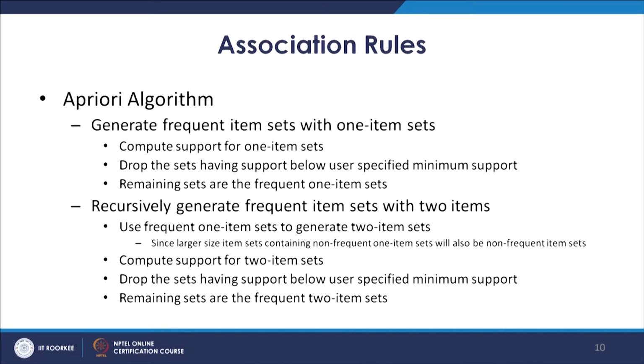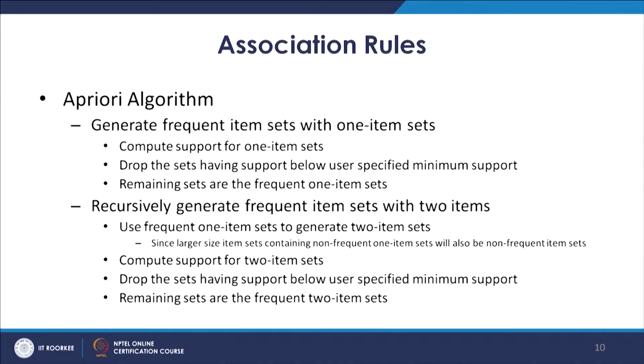The second step is where two items are involved, so we are dealing with item sets having two items. Here we start with what we have already created: frequent item sets with one item. We start with that list and use it while generating frequent item sets with two items. As you can see, the first sub-step is to use frequent one-item sets to generate two-item sets. Why is this done? As noted here, since larger item sets containing non-frequent one-item sets will also be non-frequent item sets.